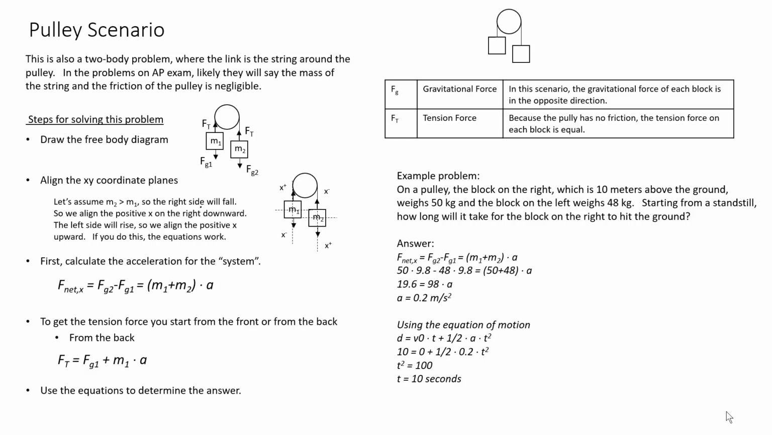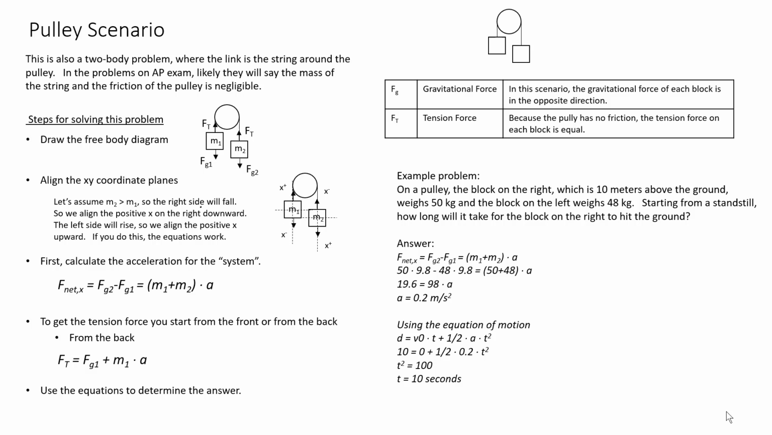So we calculate the acceleration for this two-body system, and we have the positive gravitational force for M2, because that's the positive X direction, and the negative gravitational force for M1, because that's the negative X direction. And that equals the masses together times the acceleration.